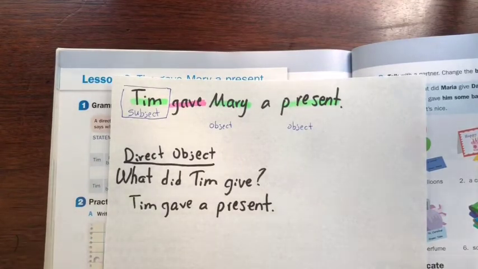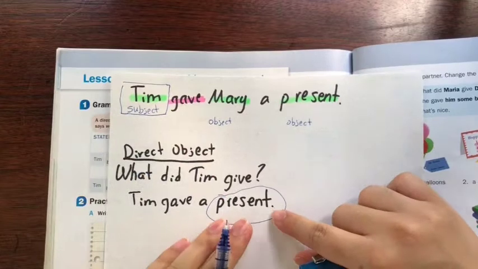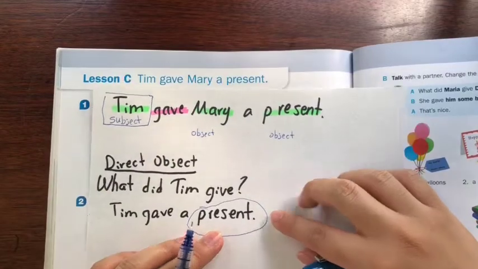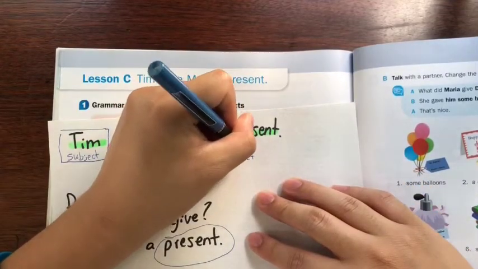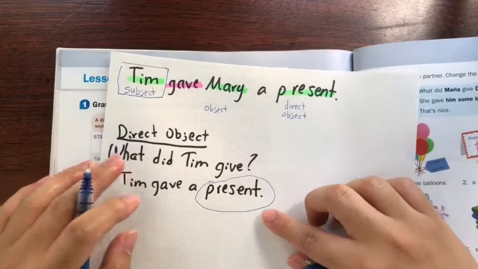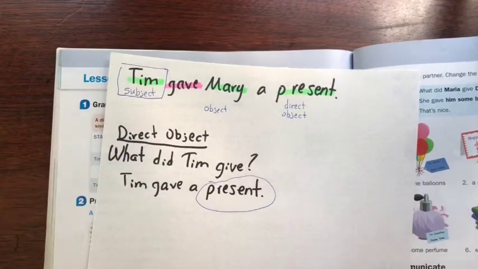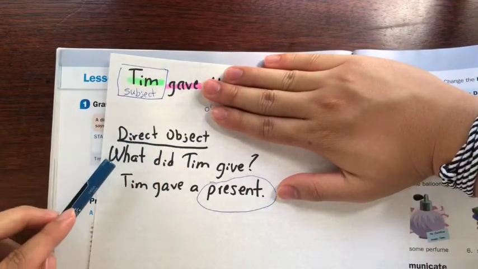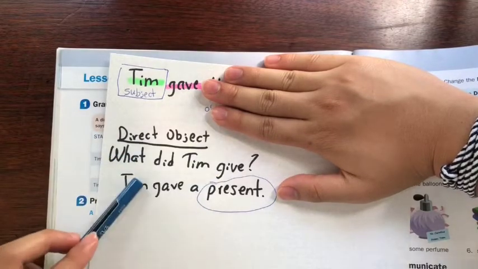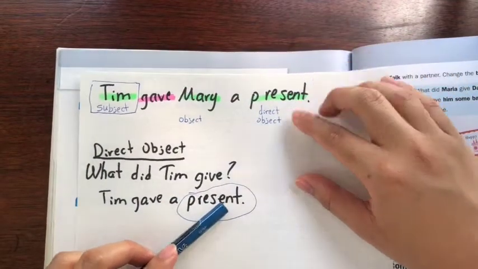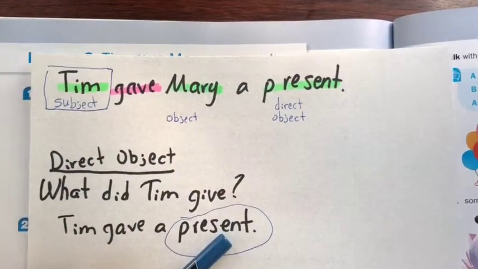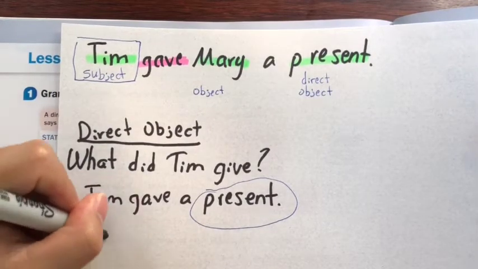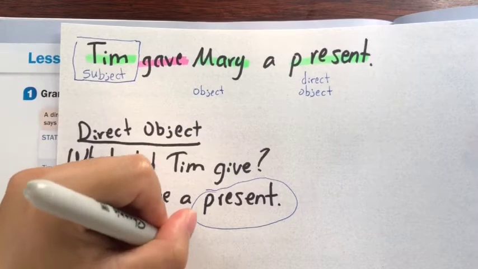So, the thing that answers the question, what, is present. So the present is the direct object. The direct object is the what question. We have the part Tim gave, but we want to know the direct object, so we ask what? What did Tim give? He gave a present. So the word present is the direct object. So now let's find the indirect object.